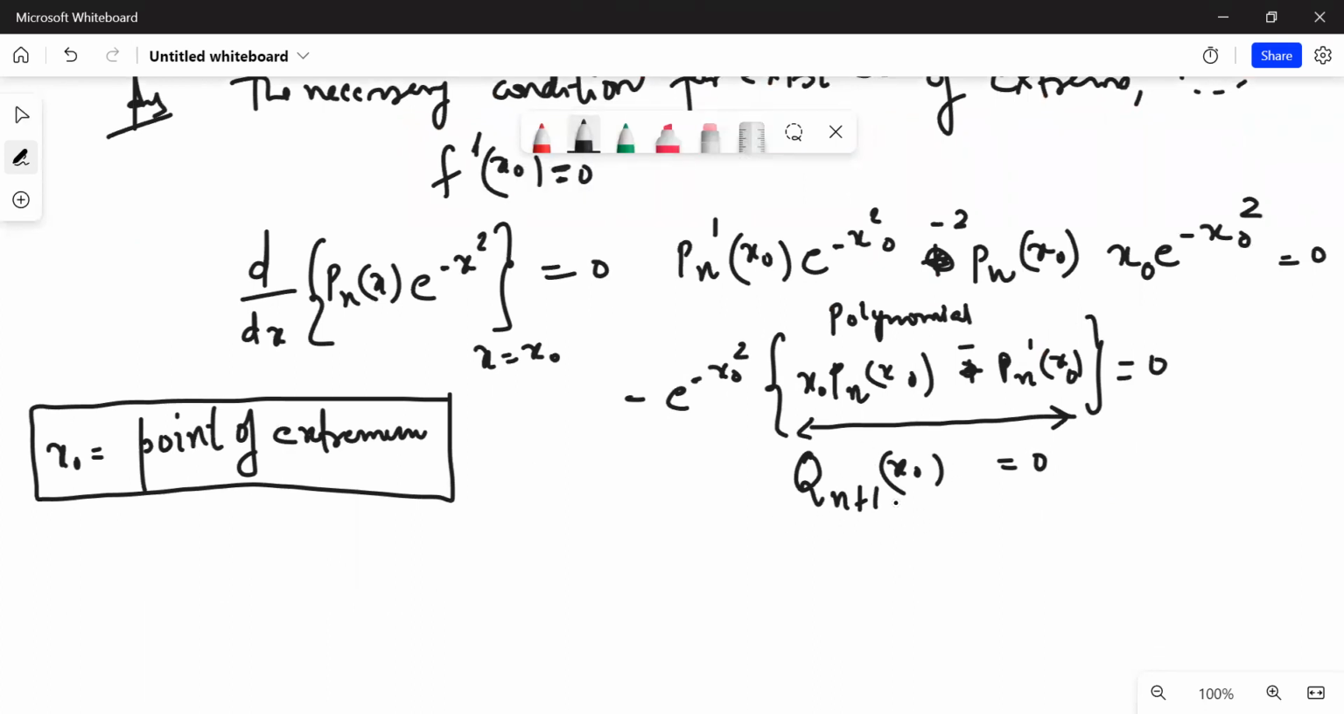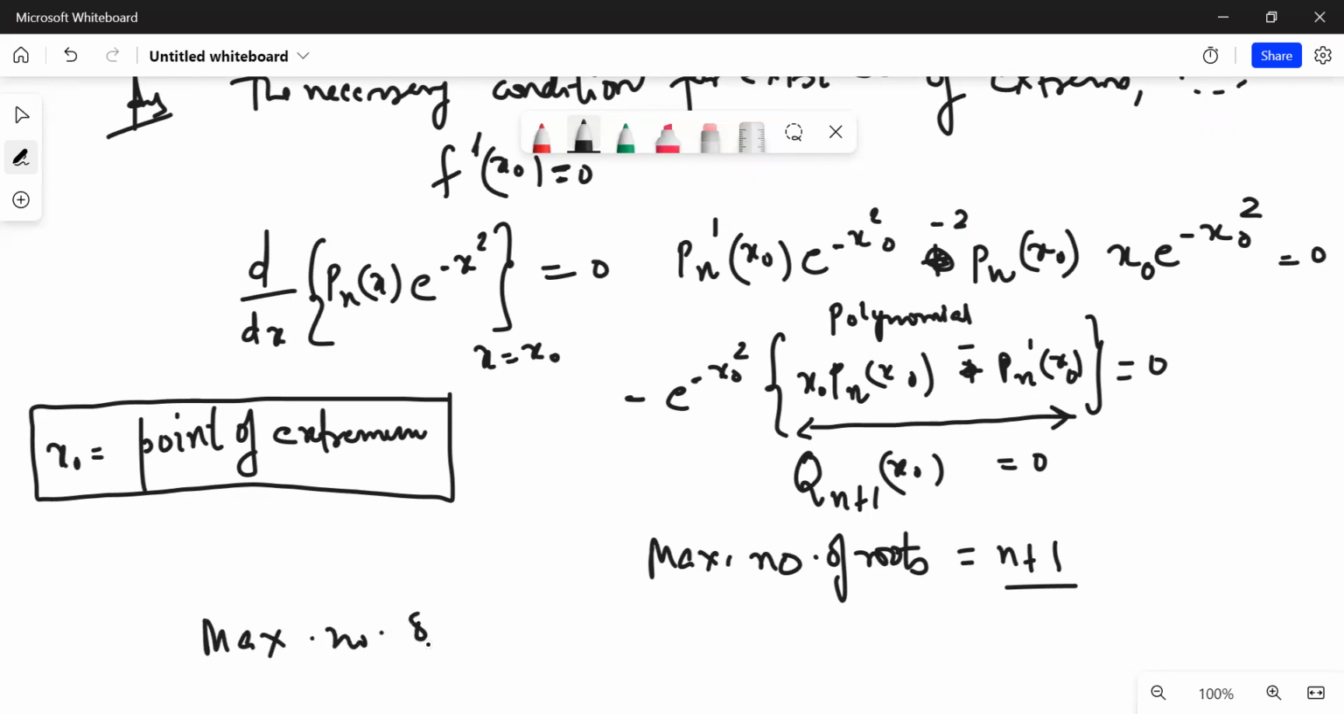if there is a polynomial of degree n plus 1, the maximum number of roots can be what? N plus 1. So the maximum number of roots here corresponds to the maximum number of extremum. This is what was being asked. Maximum number of extremum would be what? N plus 1 in this case.